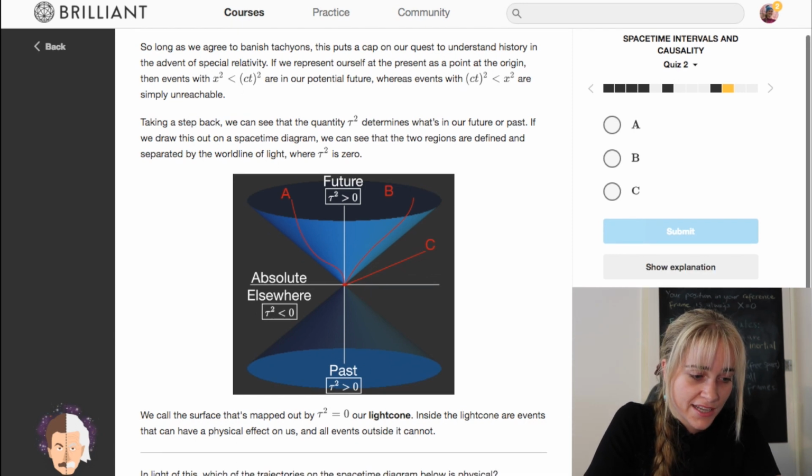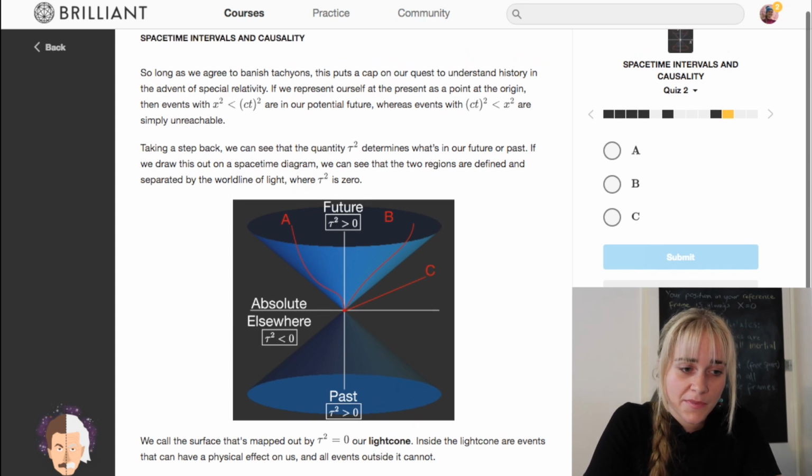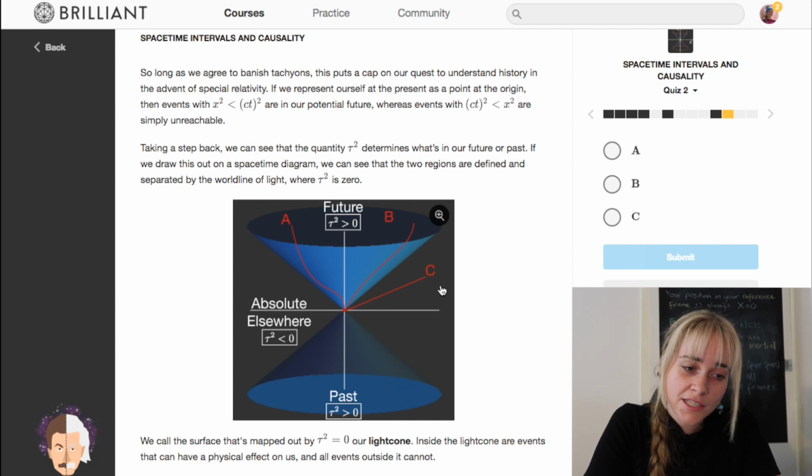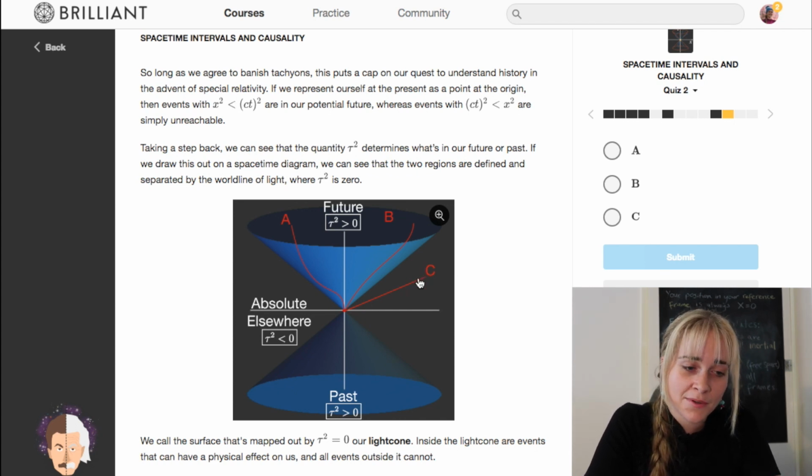So we're asked a question here: which of the trajectories, A, B, or C, on this space-time diagram is physical? Let's have a look at them. First of all, C, this trajectory, would require going faster than the speed of light, because its gradient is down here with a slope less than that of light. So we're going to rule out C as being not physical.